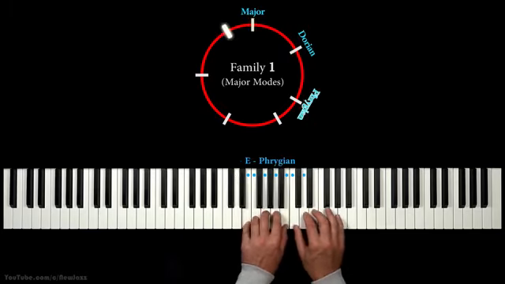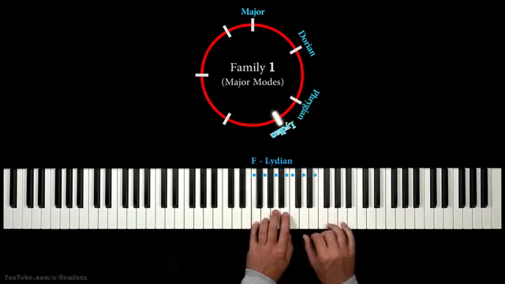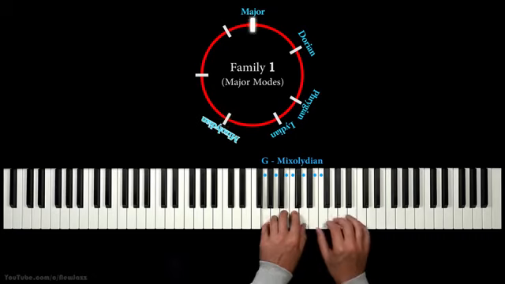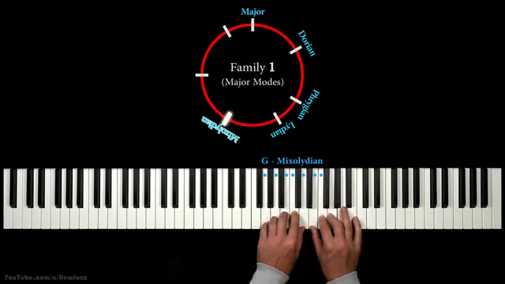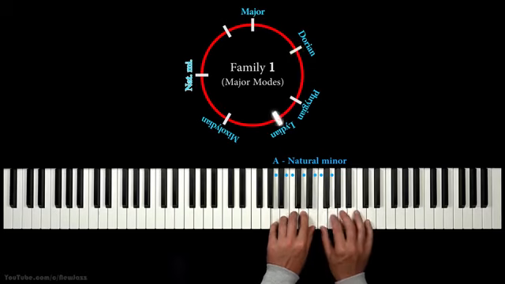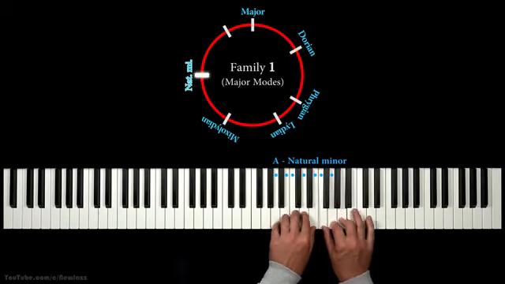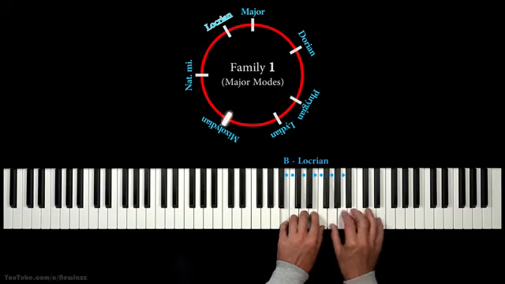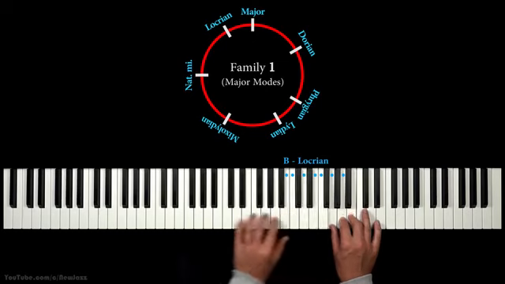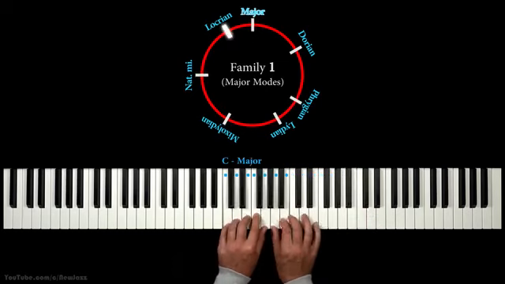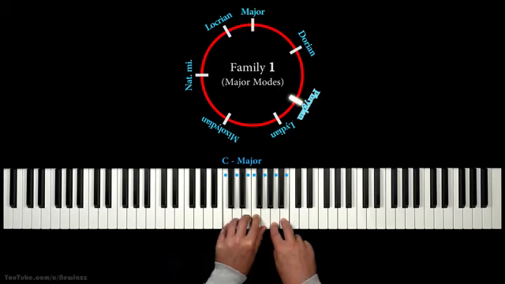Third degree scale, fourth degree, fifth degree, sixth degree, and the seventh degree scale. So the major scale contains 7 notes, and by using each of the 7 notes as separate starting points, we can create 7 different family members, right?